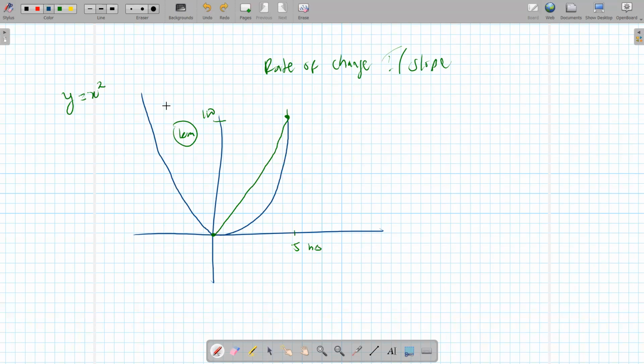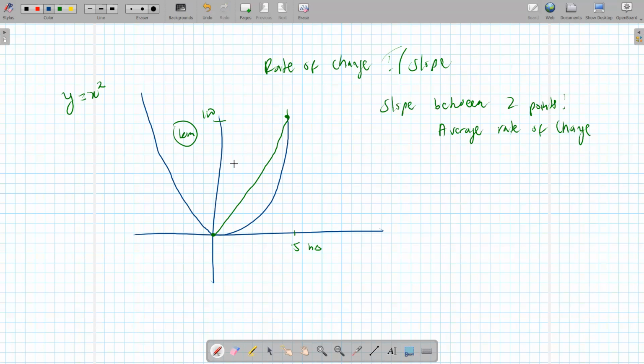What is the rise from 0 to 100? 100. What's the run from 0 to 5? 5. So the slope is going to be the same. This is a slope between 2 points, and this is called the average slope or the average rate of change. For a straight line, the slope is the same, so it doesn't matter. This is for nonlinear functions, like x squared and whatnot.